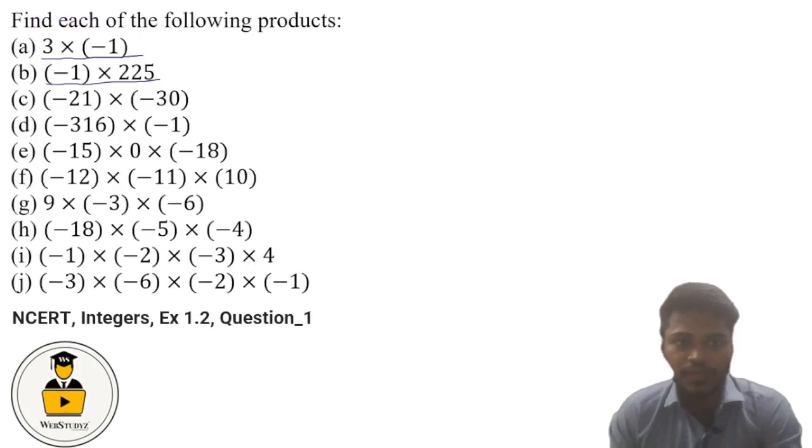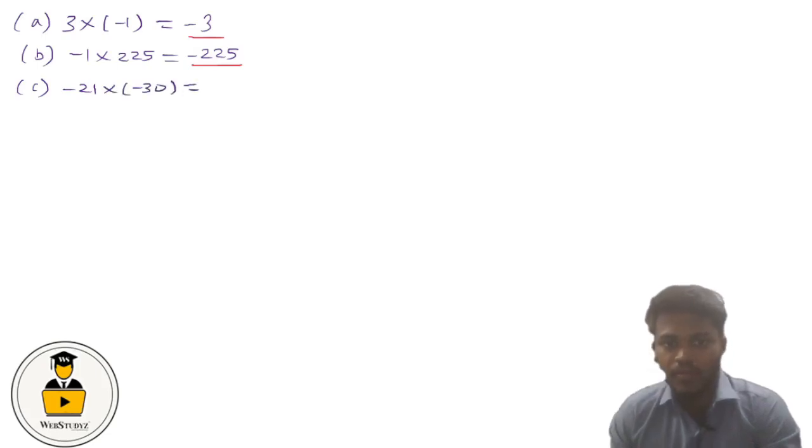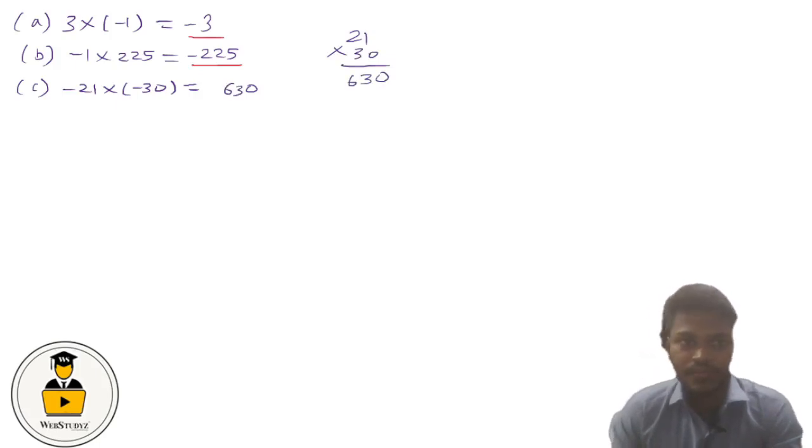Now the next is minus 21 into minus 30. So now we know that when we multiply two negative integers, the product is a positive integer. So here the product will be a positive integer. Now if we multiply 21 and 30, we will get a 0. Then we can multiply it here. So 3 ones are 3 and 3 twos are 6. So it will be 630. So the product comes out to be 630.